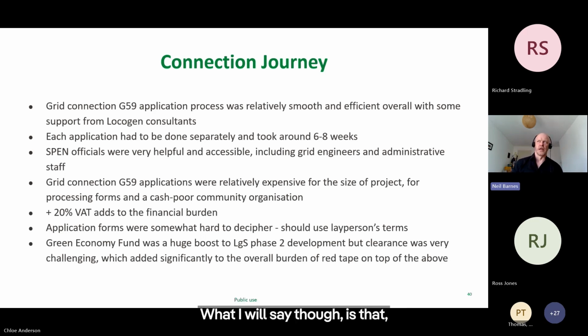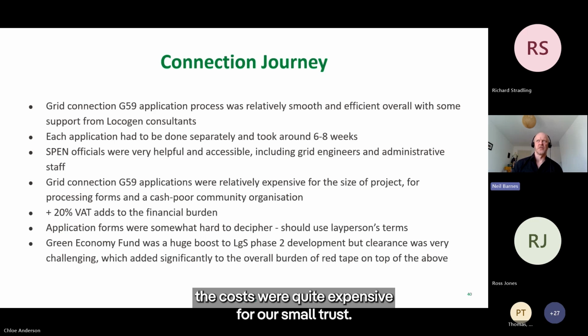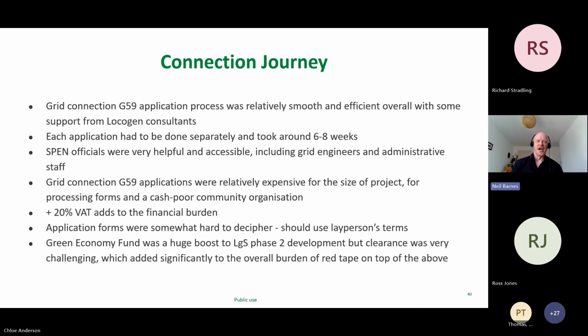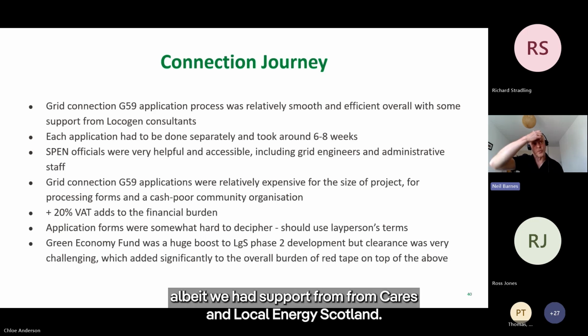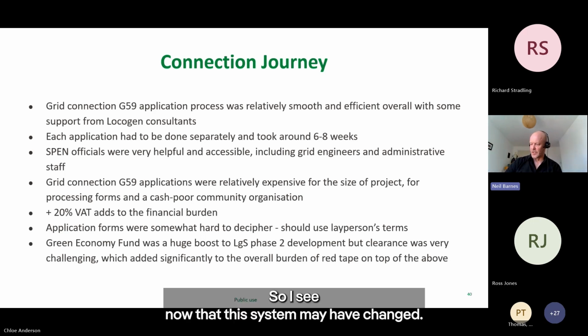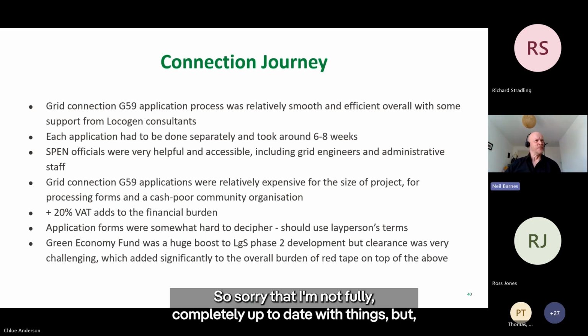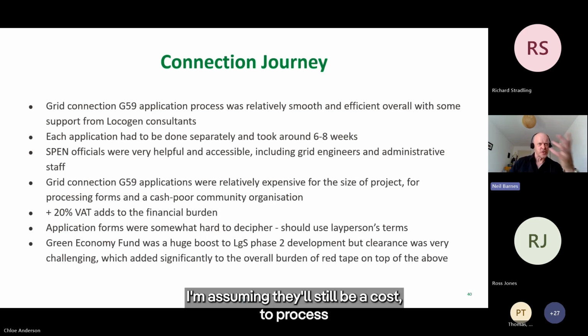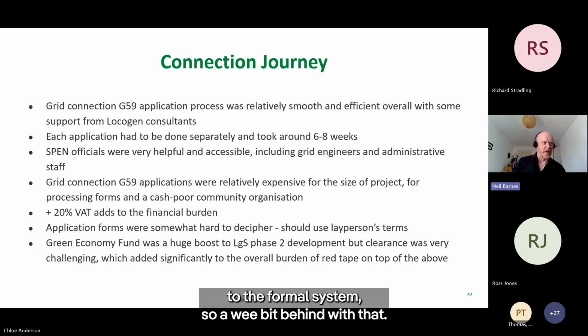What I will say, though, is that the costs were quite expensive for our small trust. Most community development trusts struggle for cash, and it's often hard to find extra cash, albeit we had support from CARES and Local Energy Scotland. I see now that the system may have changed. Sorry that I'm not completely up to date, but I saw from Derek's wonderful presentation that the budget cost quotation is free, which is great, but I'm assuming there'll still be a cost to process to the formal system. So I'm a wee bit behind with that.